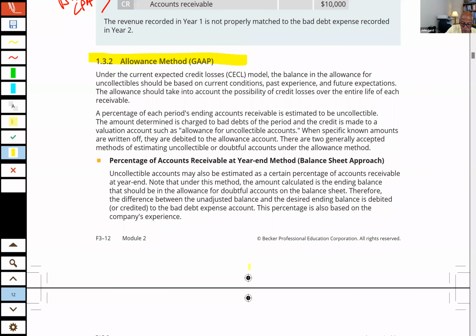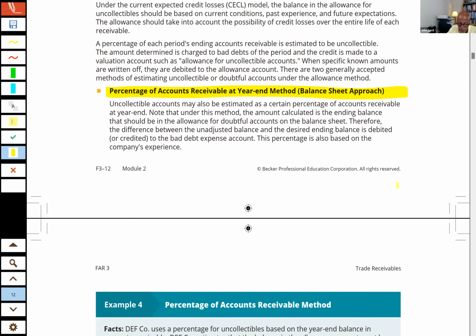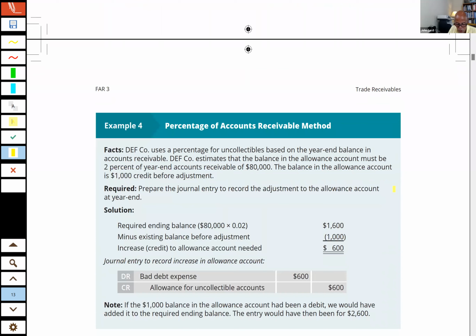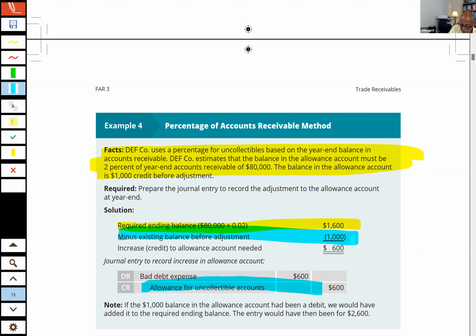Now, what we need to do is look at the balance in the accounts receivable account at the end of the year and use our experience to determine how much of that we think will go bad, will go into bad debt expense. If we're just going to use 2% of the total balance, and the balance is 80,000, and based on past experience 2% of that goes bad, then we need 1,600 in the allowance account. If there is already 1,000 in there, then we need to add 600 to that. The allowance is a contra asset account, so it's a credit. And we debit the bad debt expense for 600.